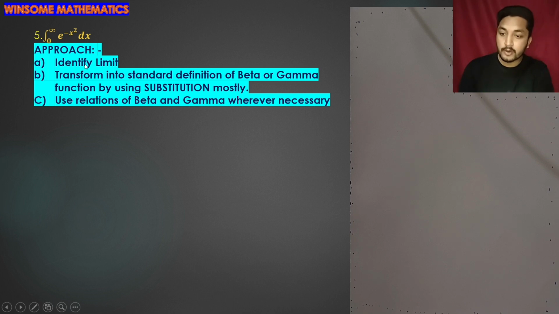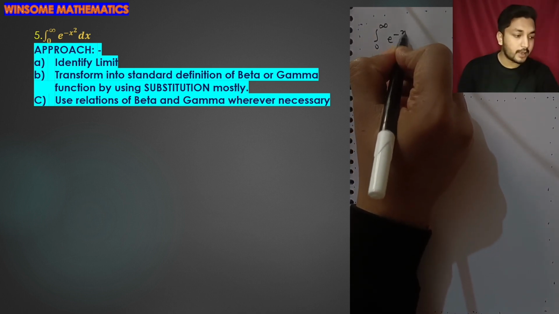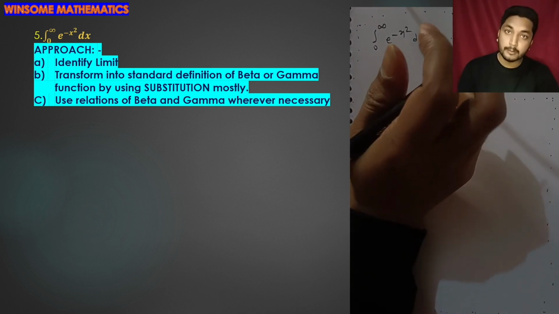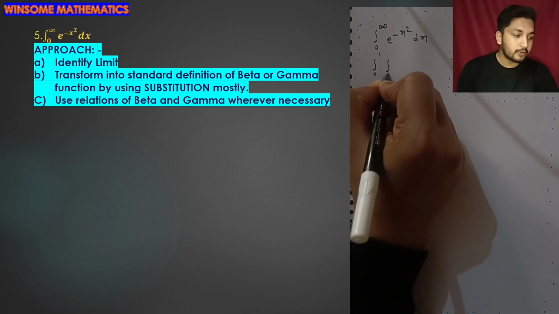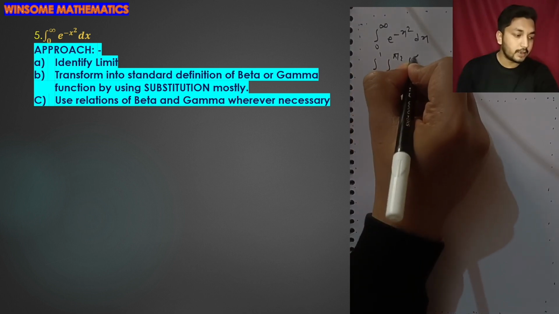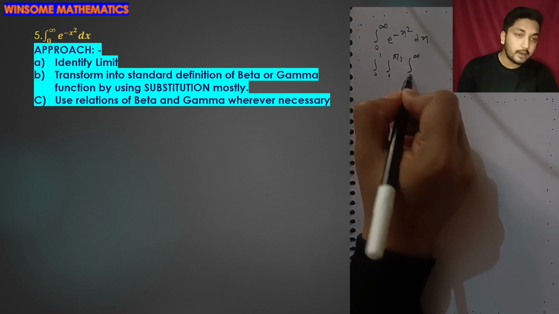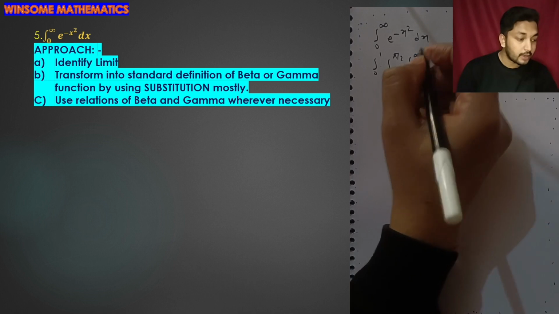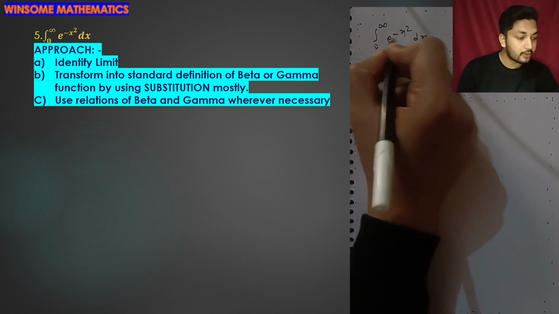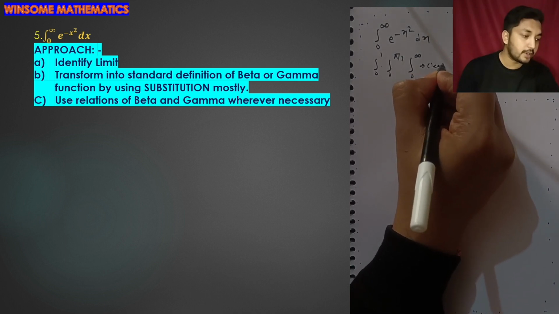What is it? First we have to identify the limit. Let me first write the question: integral from 0 to infinity of e to the power minus x square dx. So we have to identify the limit. Limits could be 0 to 1, 0 to pi by 2 and 0 to infinity. So this is the standard limit. I already told you in all the lectures, because now we have to transform into this. So this is 0 to infinity and this is 0 to infinity. So this is clear, no doubt.